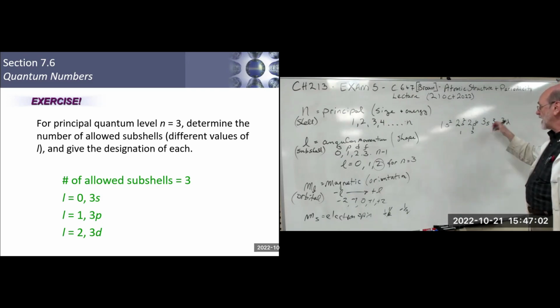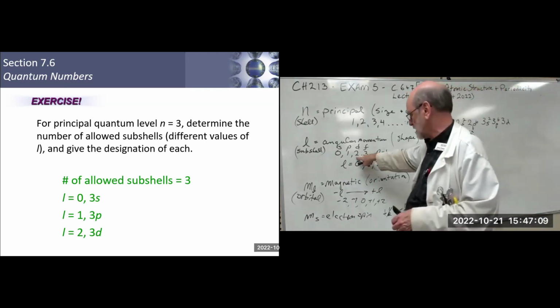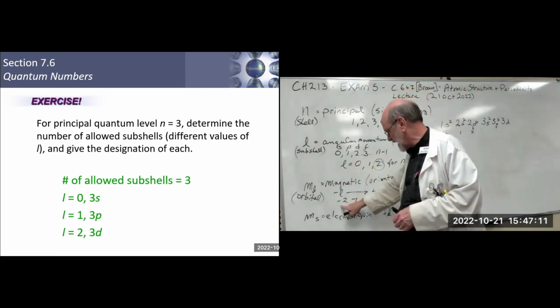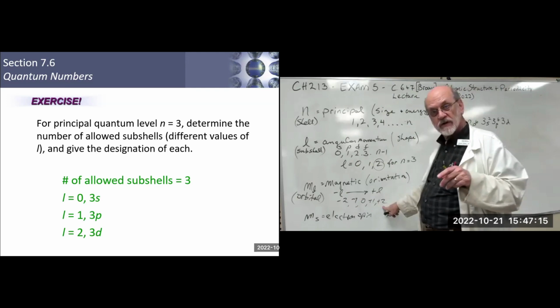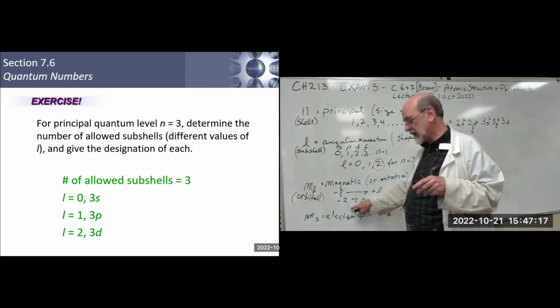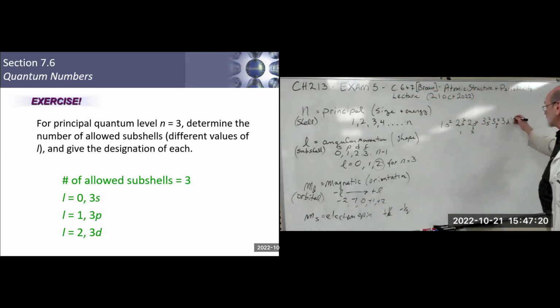How many electrons can you have? Well, you can have 2 here and 6 here. We already did those. But how about the d's? Well, the d's are 2, right? So 2 is going to be minus 2, minus 1, 0, plus 1, plus 2 with 2 electrons each. So 2, 4, 6, 8, 10. D's can have 10 electrons.